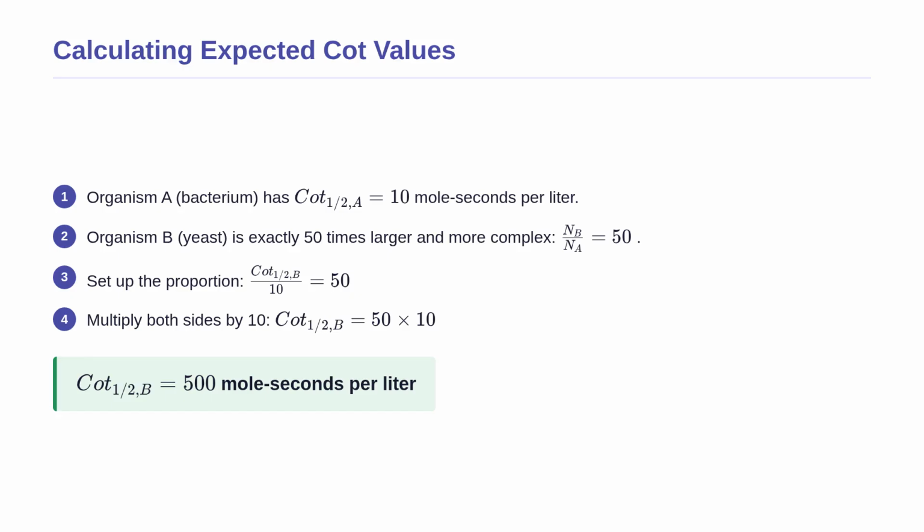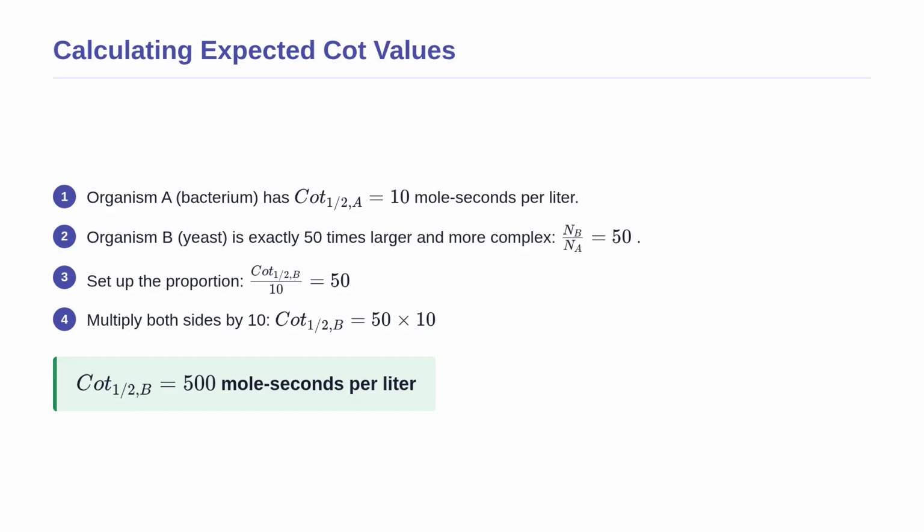Let us apply this proportional relationship to a real comparison. We're comparing a simple bacterium, organism A, with a complex yeast, organism B. We are given that the half-COT value for the bacterium is 10. We also know the yeast genome is exactly 50 times larger and more complex, meaning the ratio of their complexities is 50. We are asked to find the expected half-COT value for the yeast.